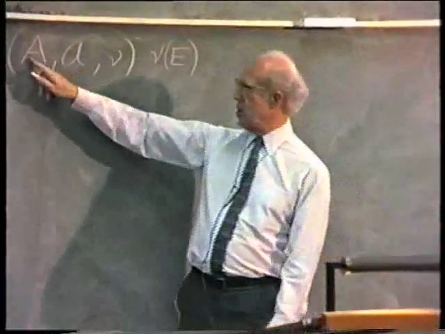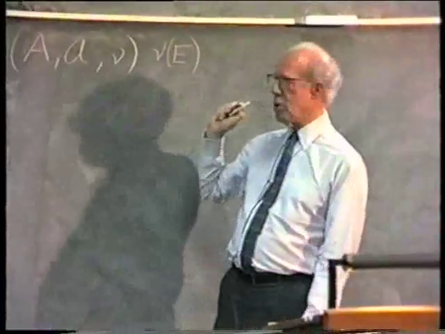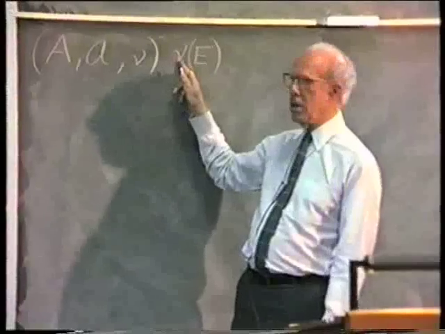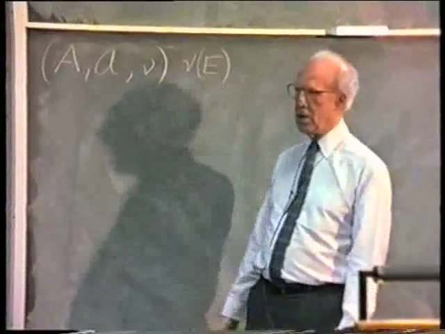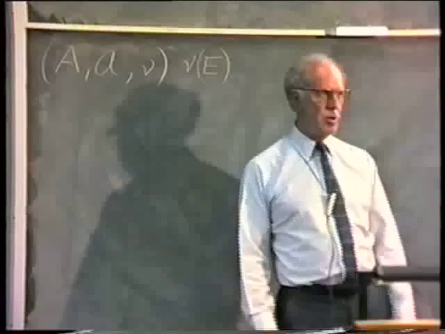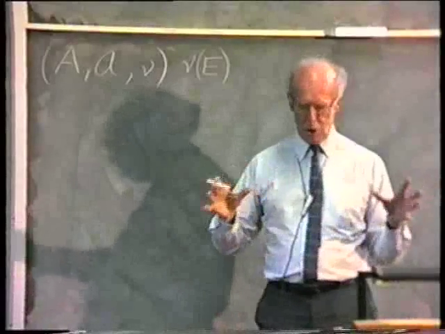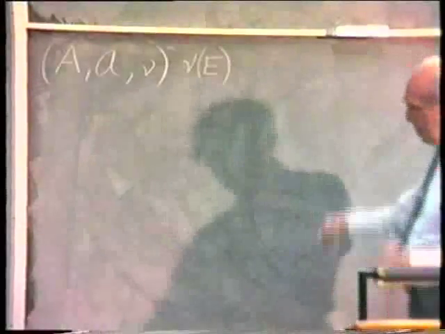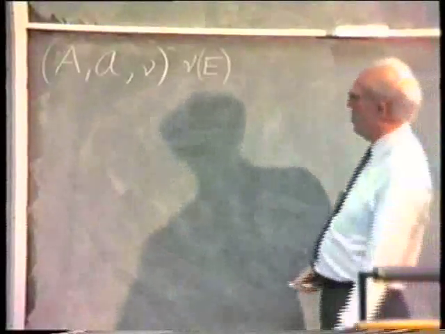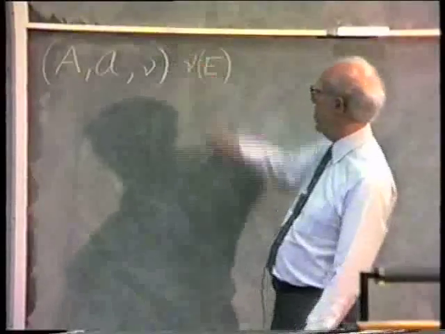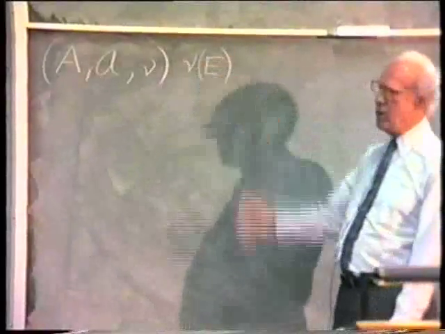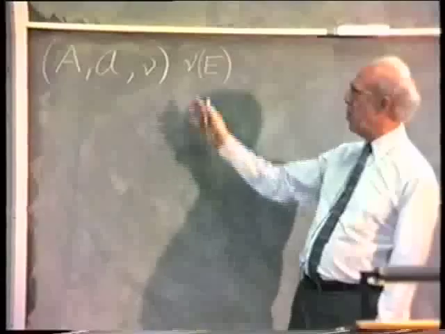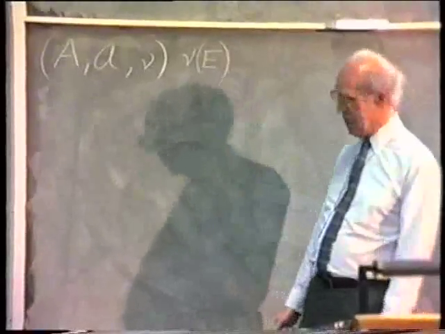The measure of the total space is 1, and the measure nu is countably additive. That is to say, if you take the measure of a countable union of mutually disjoint sets, the measure of the union is equal to the sum of the measures of the different parts. And the interpretation of nu of E is the economic importance of the coalition E.